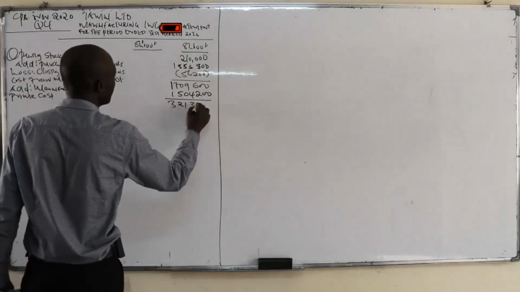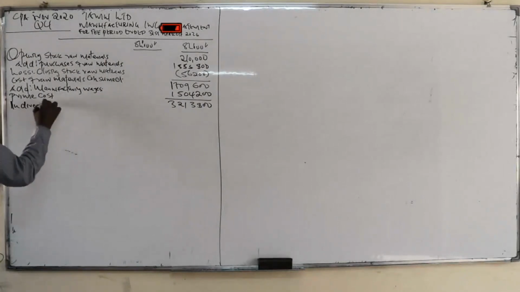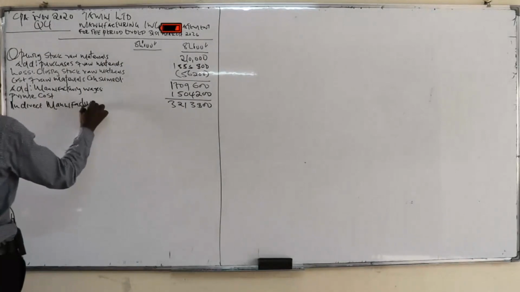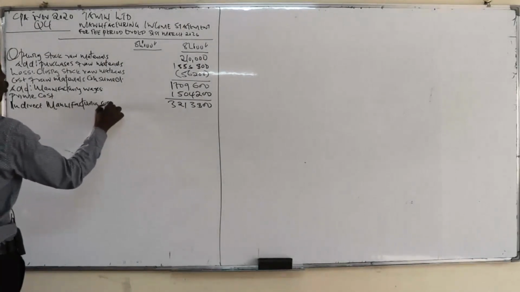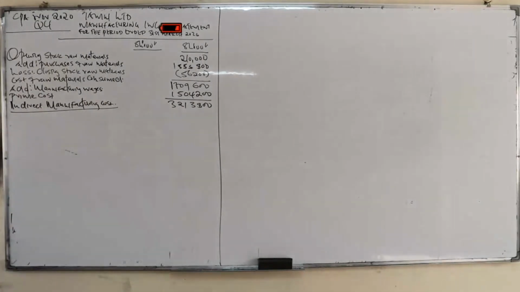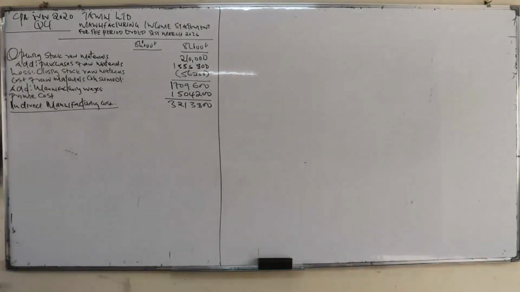321, 3? Like this. It's correct, isn't it? And then you add indirect manufacturing cost now here. You add indirect manufacturing cost or overheads. So you call them indirect manufacturing cost or overheads. Indirect manufacturing cost, you can list them in this line. We start with those ones that required adjustments.